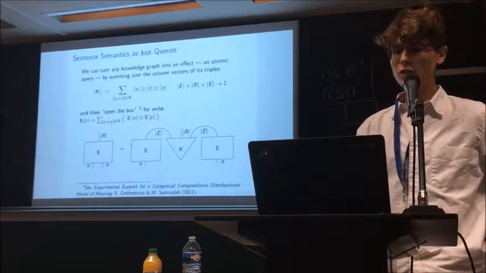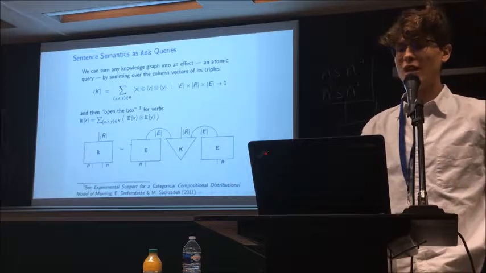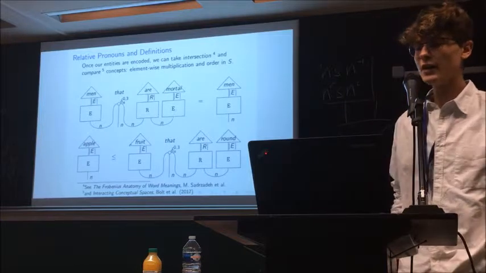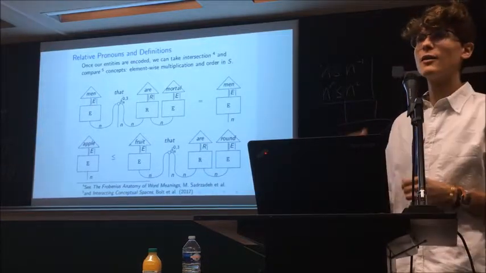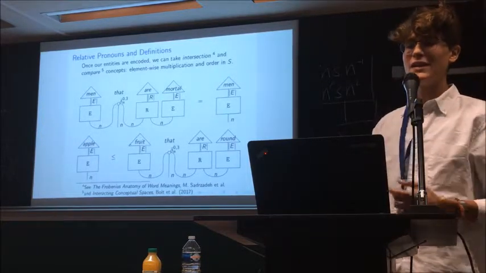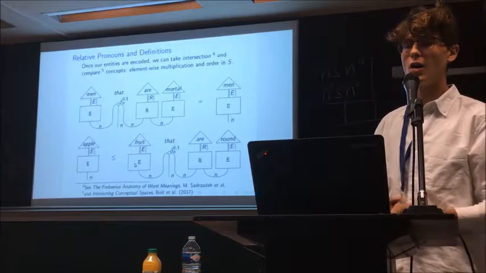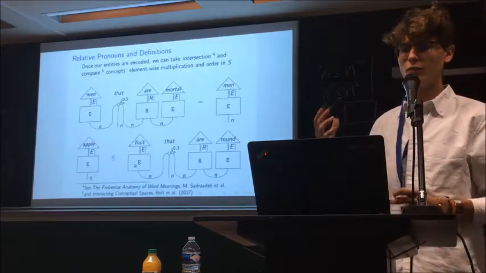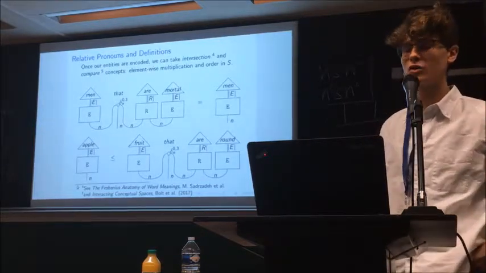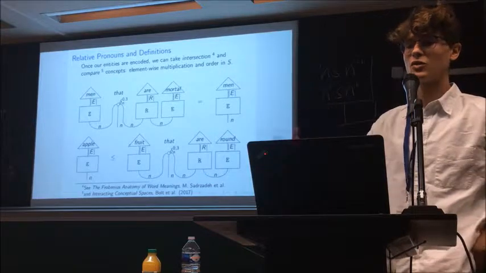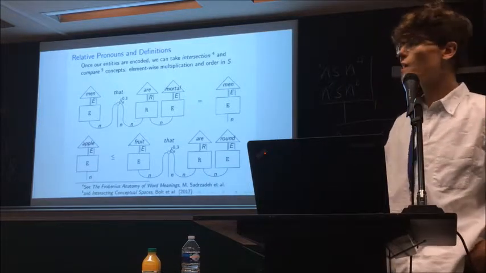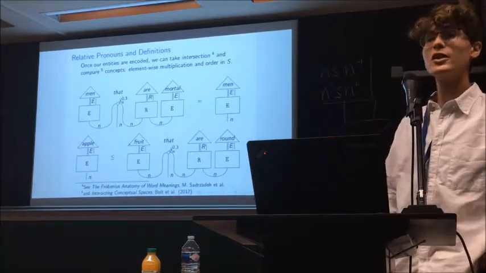So once you've opened the relation box, or the box for verbs, you can start looking at more complex sentence structures and basically read those equalities. You start from the observation, which comes from the Frobenius anatomy paper from Manouche et al., that Frobenius algebra was allowed to model definitions.